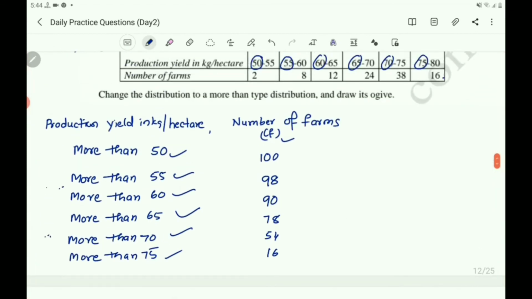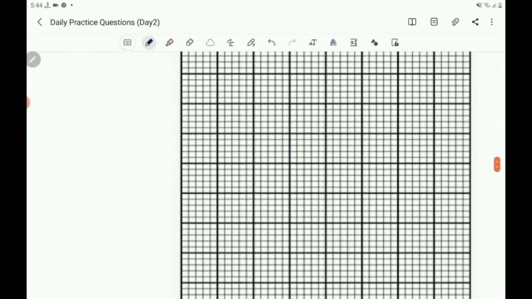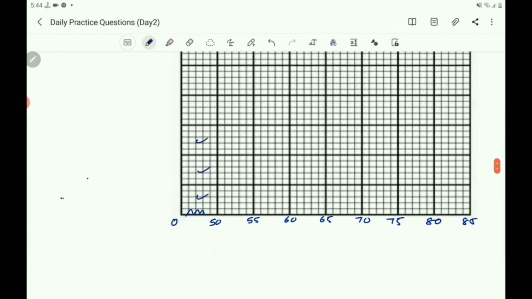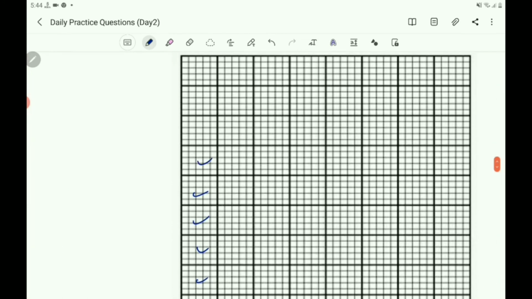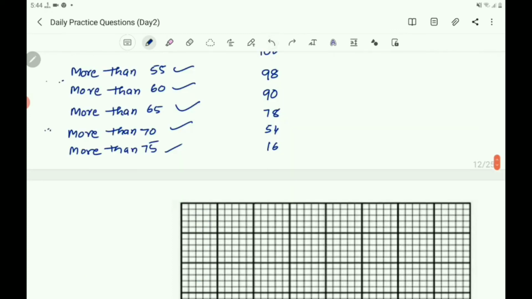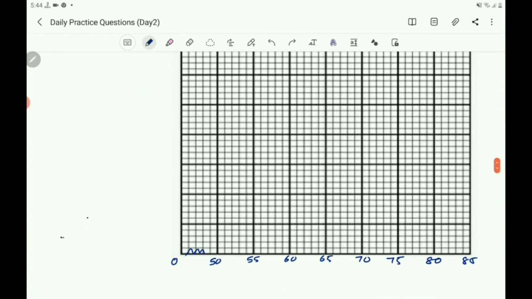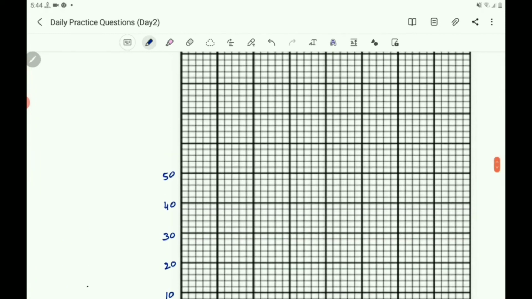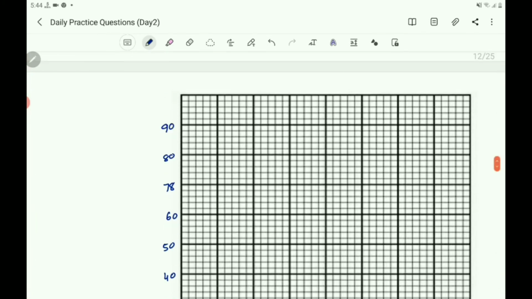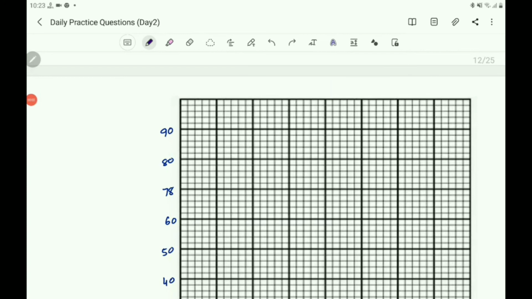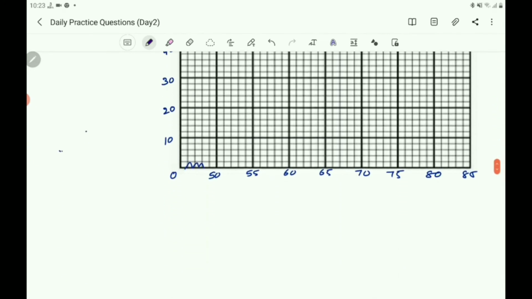Then the number of farms, meaning frequencies, on the y-axis, the maximum is 100. So count the number of boxes, 1, 2, 3, 4, 5, 6, 7, 8, 9, 10 are there. Here there are 10. So let us take 1 centimeter equals 10 units, that is 10, 20, 30, 40, 50, 60, 70, 80, 90, 100.